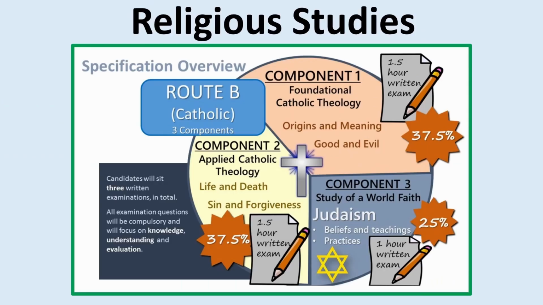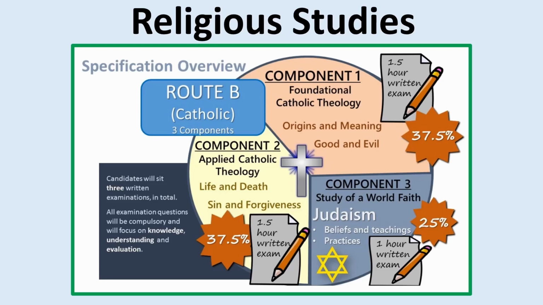All students complete the same exam in GCSE RE, which is the EDUQAS Route B exam. You can see on the screen here the specification overview. Component 1 is foundational Catholic theology, which is origins and meanings and good and evil. This is an hour and a half written exam.